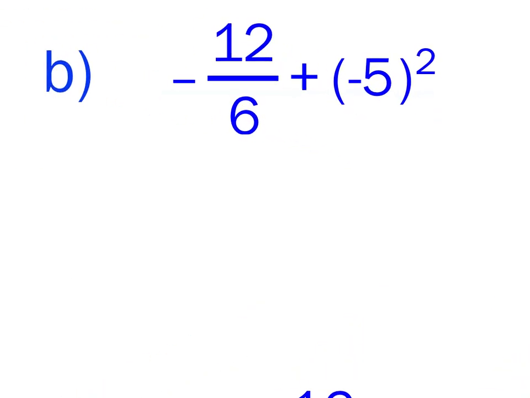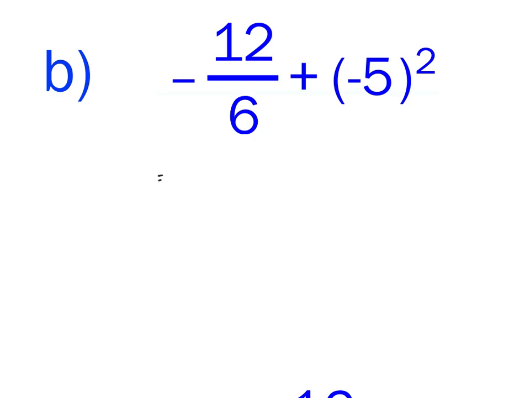Here we go. Let's take a look at what we have here. This is just a fancy way of dividing. So we're going to divide -12 by 6, and we're going to add to that -5 squared. So what comes first? Right, but there's no operations in brackets. That's not an operation. An operation is adding, subtracting, multiplying, or dividing. So what comes first? Exponents.